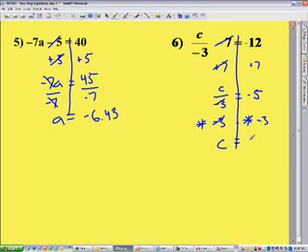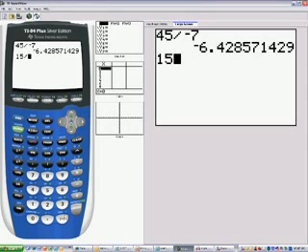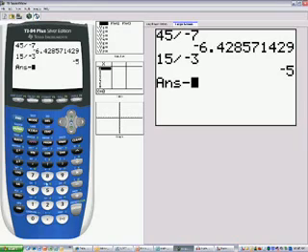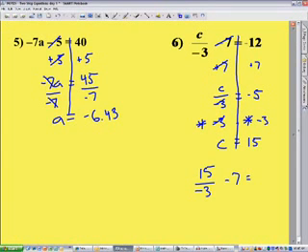Negative times a negative is a positive. 5 times 3 is 15. So c should be equal to 15 in this case. In order to check this, we can plug it back in there. So I'm going to put c in as 15. 15 divided by negative 3 gives me negative 5. And then I subtract 7 after that, according to the problem, and that gives me negative 12. Is that what we're looking for? Yeah. So this one checks out.